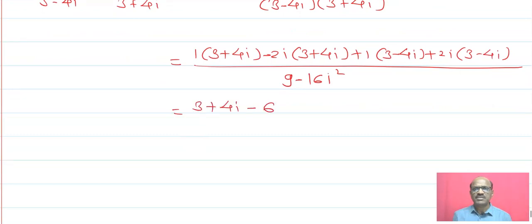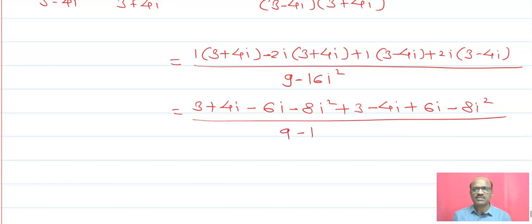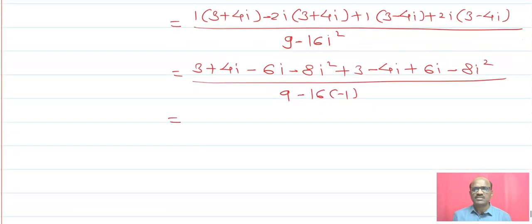Now see this, 3 plus 4i minus 6i minus 8i square, 3 minus 4i plus 6i minus 8i square. 9 minus 16 into minus 1, the value of i square. Now, normal simplification is here. That is plus 4i minus 4i, 6i get cancelled, and 3 plus 3 is a 6.